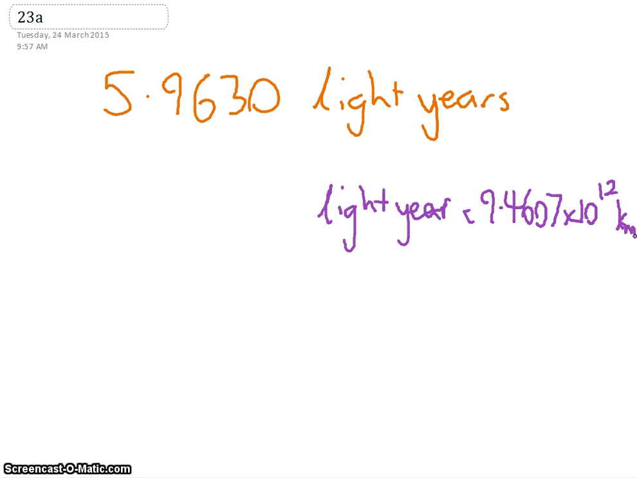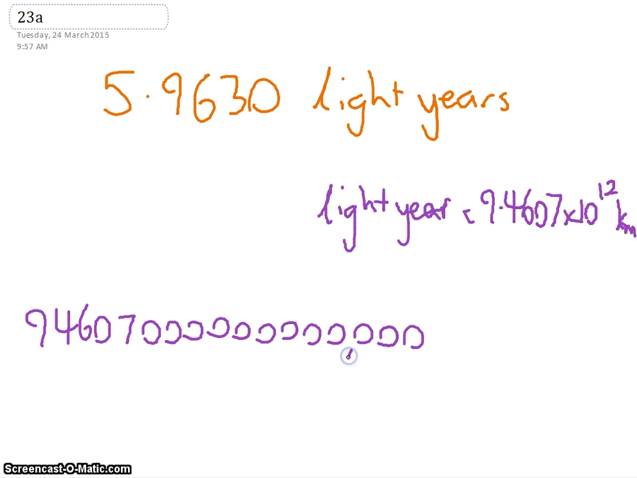Now, if we didn't write that in scientific notation, this is what you'd end up with. That, kilometres. So that's how far light travels in 1 year, in kilometres. It's quite a long way.